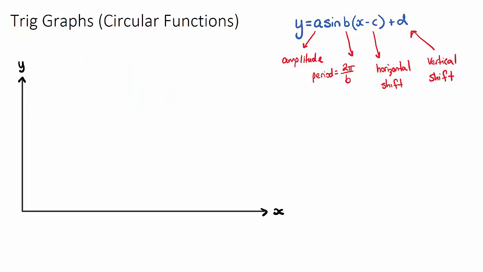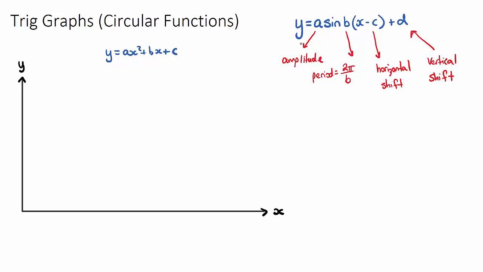In this video, we are going to have a look at trig graphs, which are also called circular functions. And just like a quadratic equation, when we first learned functions and quadratics, that had a general equation of y equals ax squared plus bx plus c, where a, b, and c were numbers which would change our quadratic. A trig function also has a general equation, and I've written it up here. It's a sine b of x minus c plus d. So this would be the general equation of a sine function.